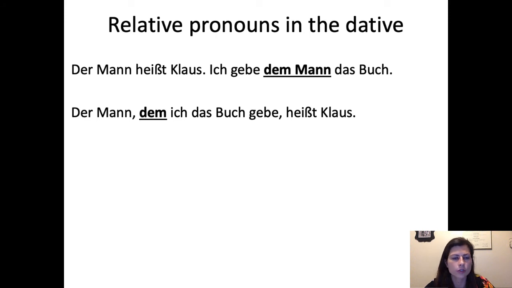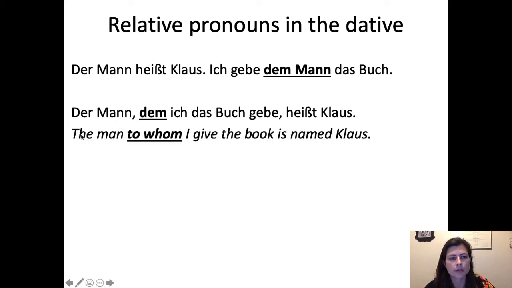The reason we do this is because we want to have a relative clause as close as possible to the noun that it's describing, right? The man to whom I give the book. Like the man, well, what man? We want more information about this man. The man to whom I give the book. They go together, right? And then we can continue on with the rest of the sentence.